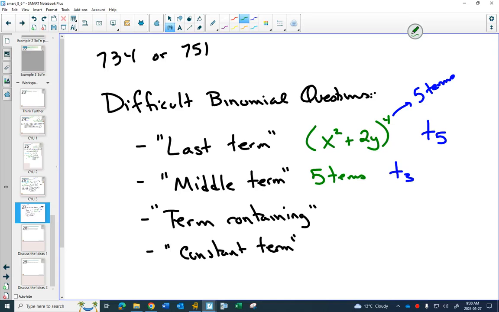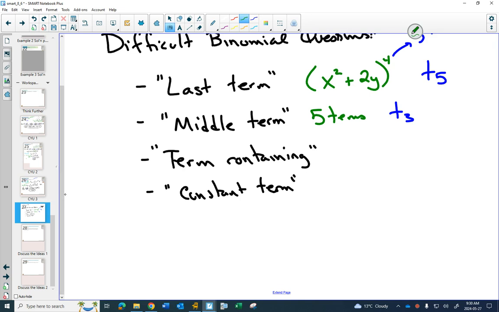Okay? So there's a couple of different ways. Some people say, well, for the middle term, you always add 1 to the number of terms and divide: 6 divided by 2 is 3. Or maybe you take 5 and divide it in half and round up. 5 divided by 2 is 2.5. The middle one's going to be term 3. So the middle term is a little bit more difficult than the last term. But the ones that are the most common, that are more involved, are the ones like, can you find the term contained? So we're going to do a couple of those examples.